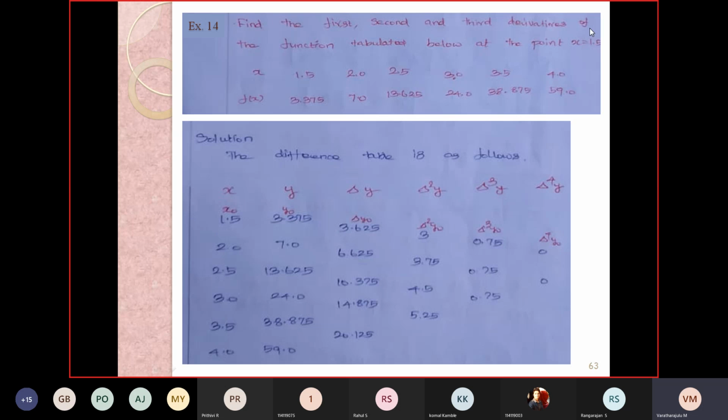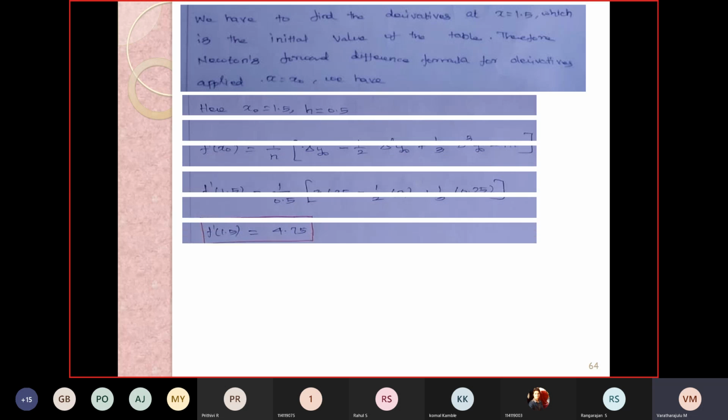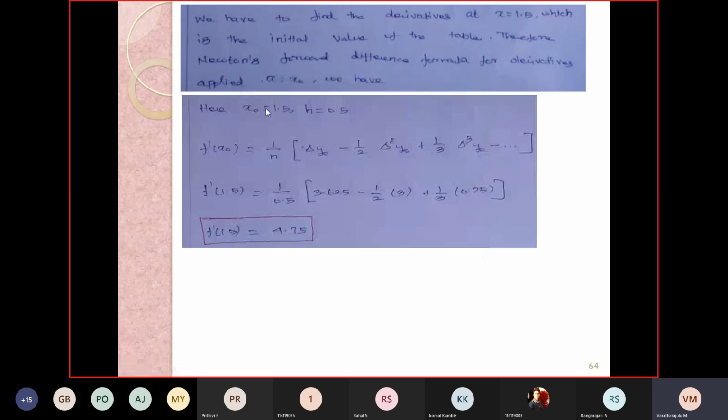And see here, we are going to find the derivatives at x is equal to 1.5. Therefore, I am taking the top data, that is 1.5 as x naught and 3.375 as y naught. This 1.5 is nearer to the initial value. Therefore, Newton's forward interpolation formula is confirmed. And here, x naught and h is equal to 0.5, and f dash of x naught is 1 by h into delta y naught minus 1 by 2 into second difference of y naught plus 1 by 3 into third difference of y naught.